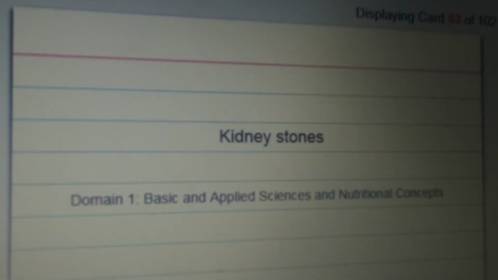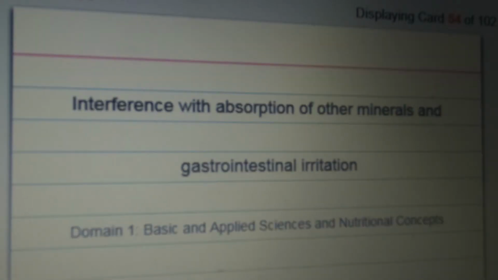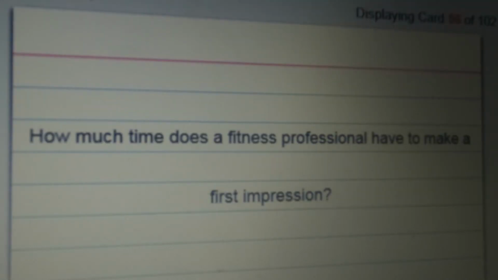What is the potential result of excess calcium intake? Kidney stones. What is the potential result of excess iron intake? Interference with absorption of other minerals and gastrointestinal irritation. Substance ingested with the intention of increasing athletic performance. Ergogenic aids. How much time does a fitness professional have to make a first impression?